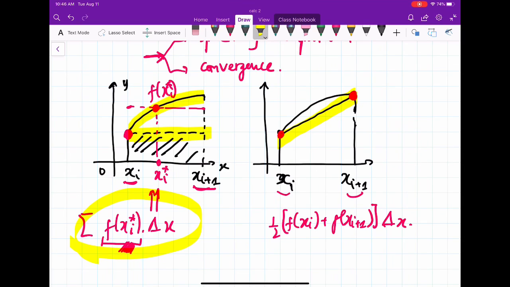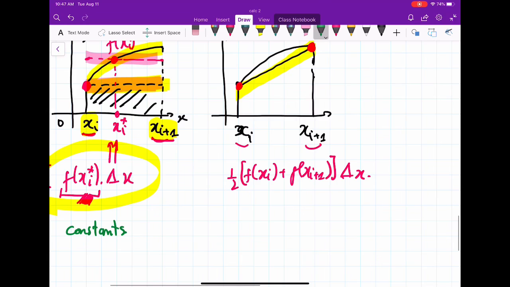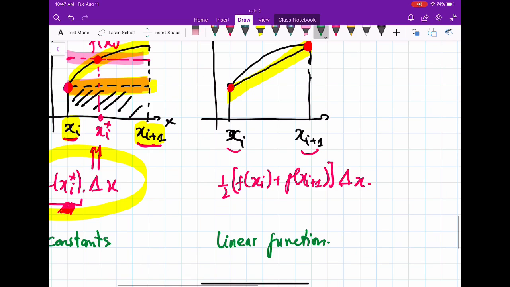I approximate the curve on that interval by a constant. You see this? This is a constant, is that right? So I just use a constant. But in this case, I use a linear function, because each time I approximate the curve using a linear function in here. It's a straight line, is that correct?